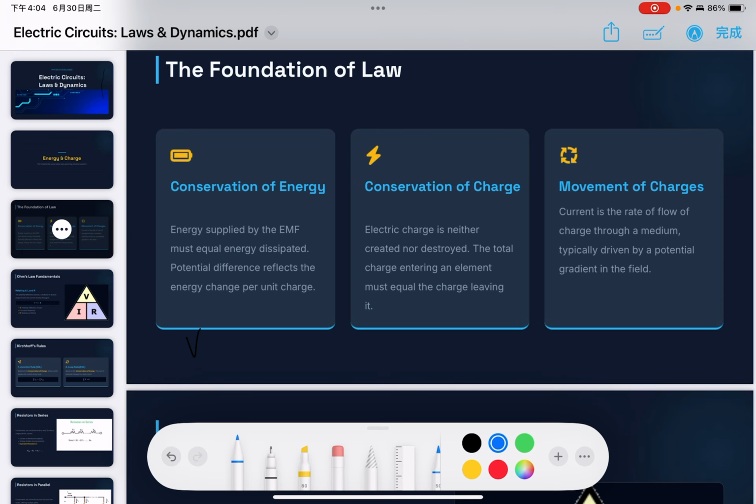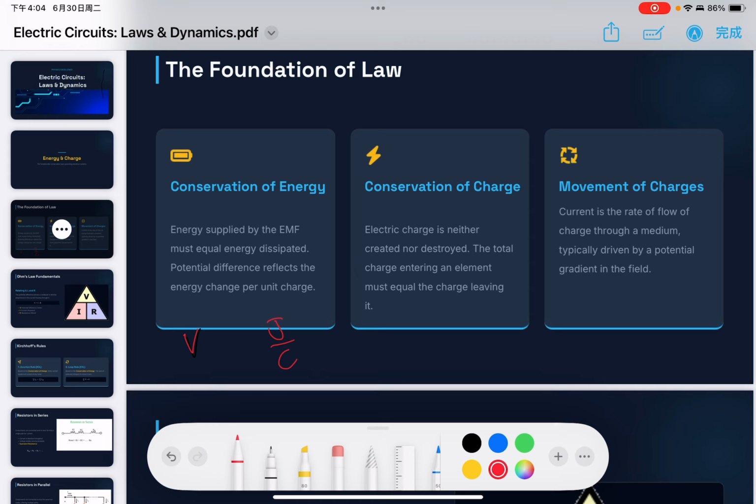Volts has the same unit as joules per coulomb. What this means is that a volt is basically how many joules per electrical charge, like per unit charge.